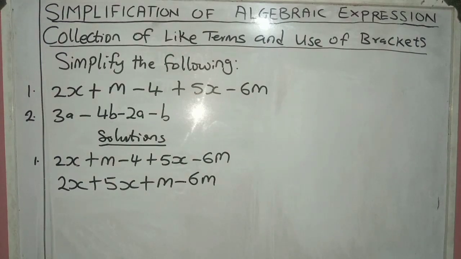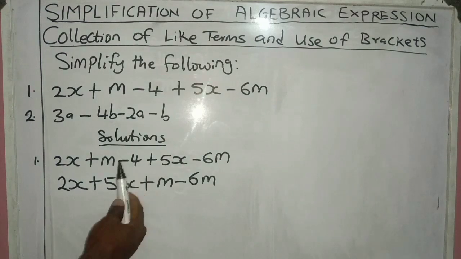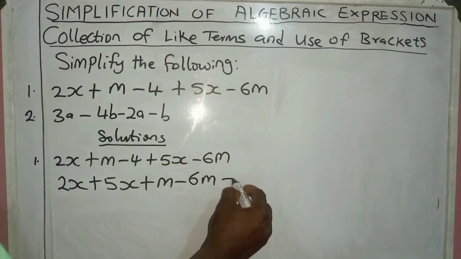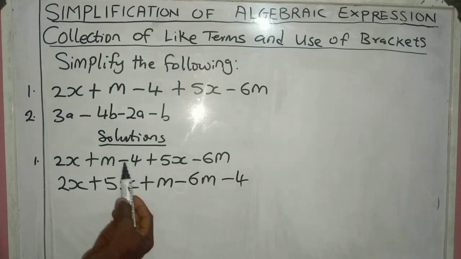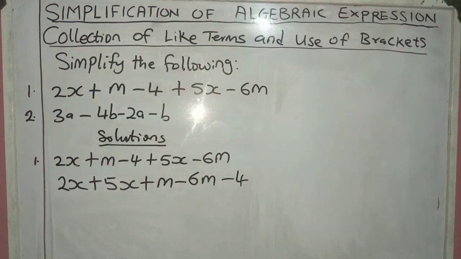Then we'll go to the constant. We only have one constant value here, which is minus 4. This one is not just 4, but minus 4. So this is how we collect like terms, to bring close to each other those terms that are of the same likeness. Of the same likeness means that they share the same alphabet. So we can now evaluate them together.